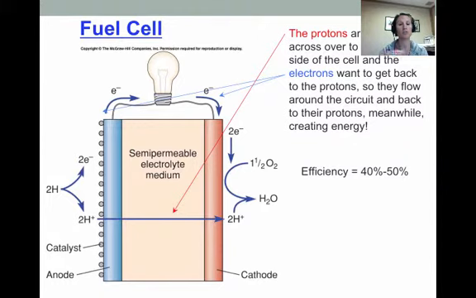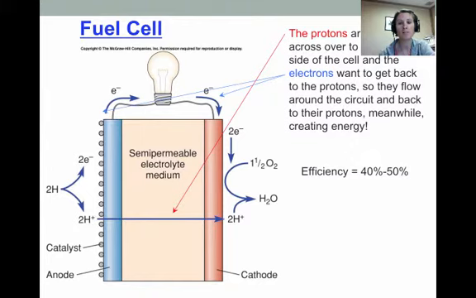And of course, that movement of electrons around the fuel cell is what creates electricity. And so you see the light bulb at the top, that's what's powering that. Movement of electrons is what's powering the light bulb. And then when they get to the other side, you basically have the hydrogen that comes in, and that meets up with an oxygen molecule because the hydrogen is discharged. It meets up with oxygen, and it basically forms water. So up at the top, you can see protons are sent across over to the cathode. Cathode is the positive charge side. The anode is the negative charge side of the cell, and the electrons want to get back to the protons, so they flow around the circuit back to their protons, and they create energy in the process, or electricity.